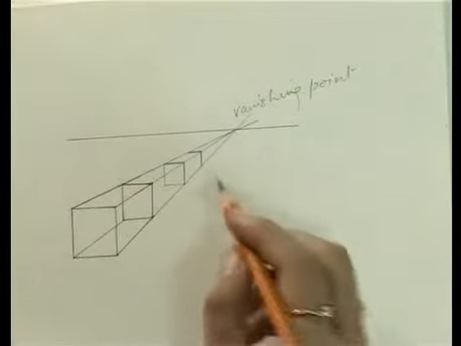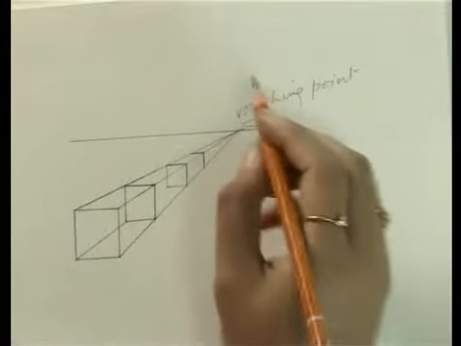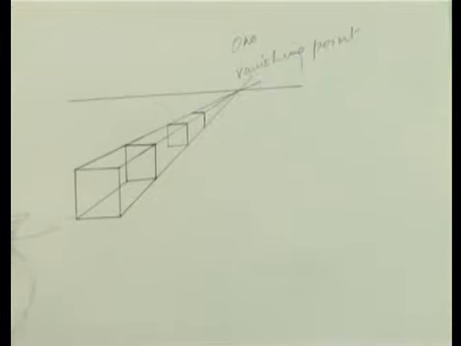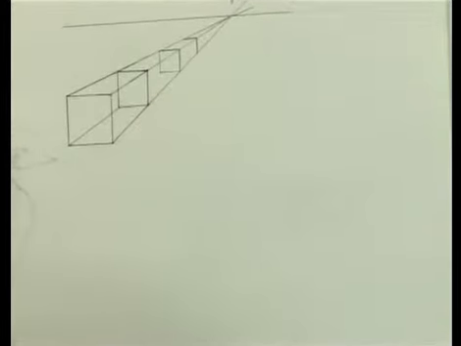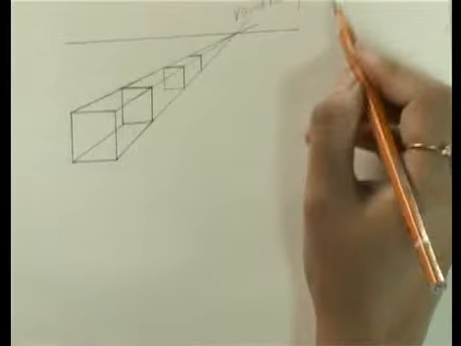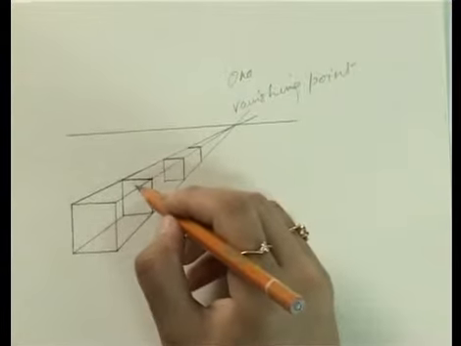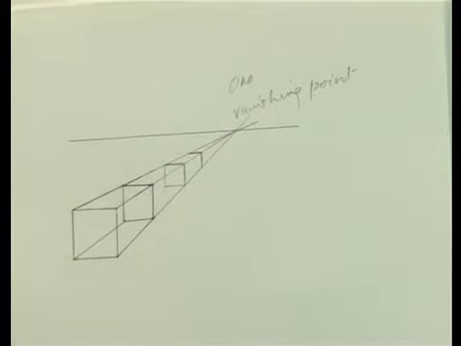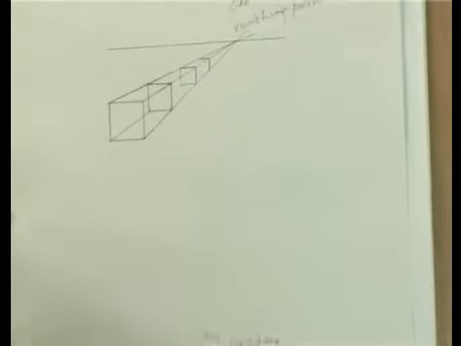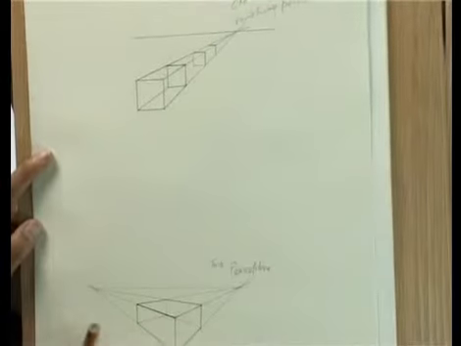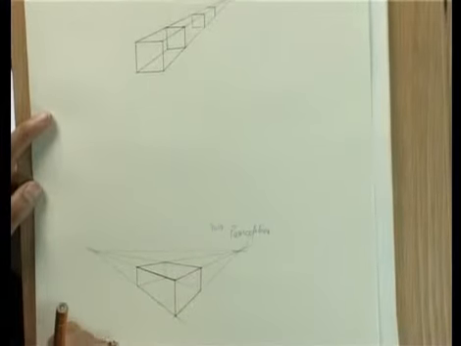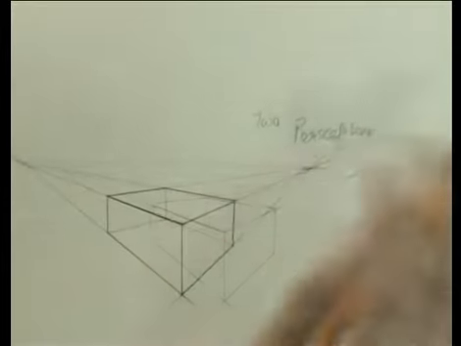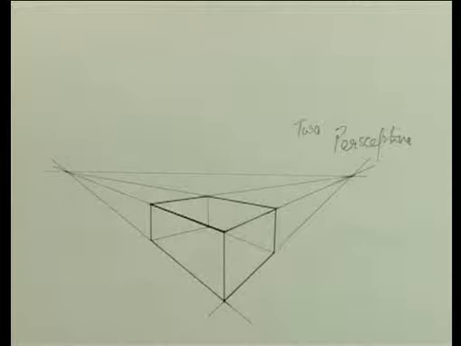Here, the example below shows a box in both 1 and 2 point perspective. In 1 point perspective, there is only one vanishing point. In 2 point perspective drawing, lines converge towards 2 vanishing points. Therefore, a perspective drawing of the same object will be different depending on the position of the eye or horizon.